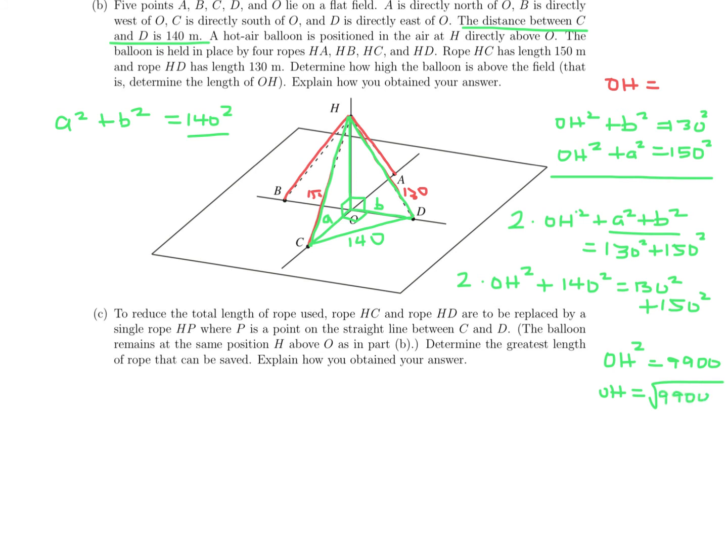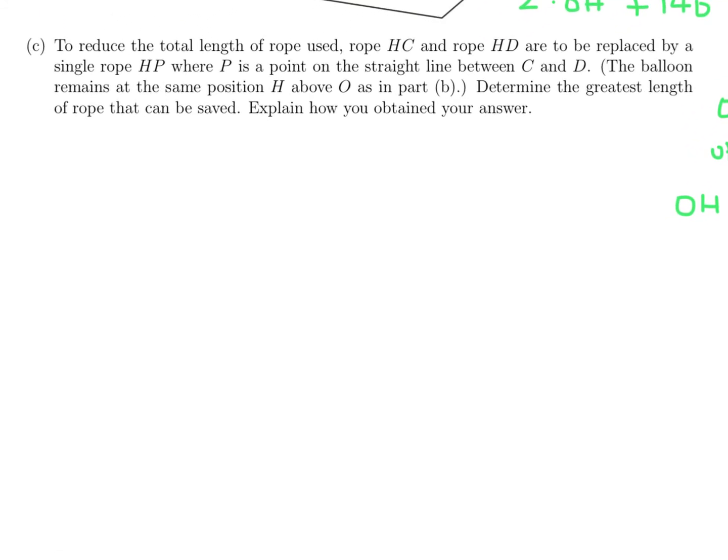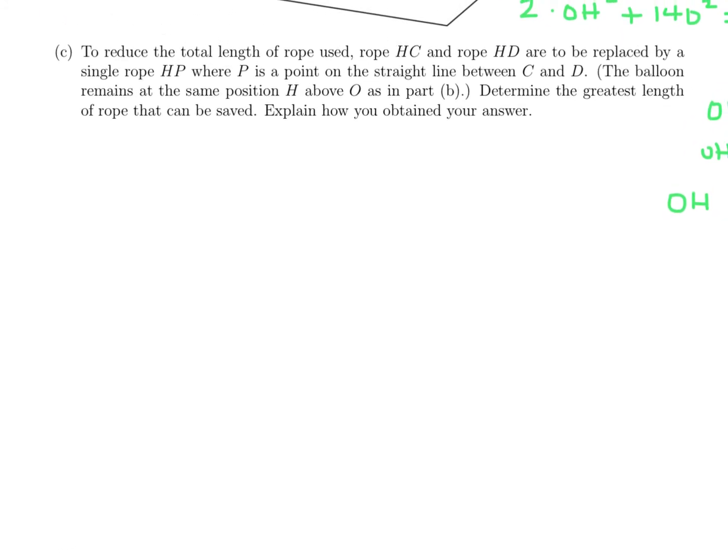And if you put it in mixed radical form, it'll be 30 root 11. So there you go. That takes care of part B. And now we move on to part C of this question.